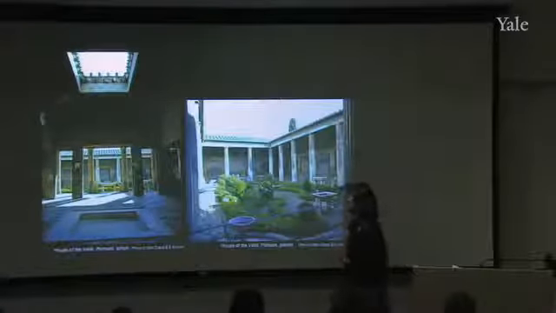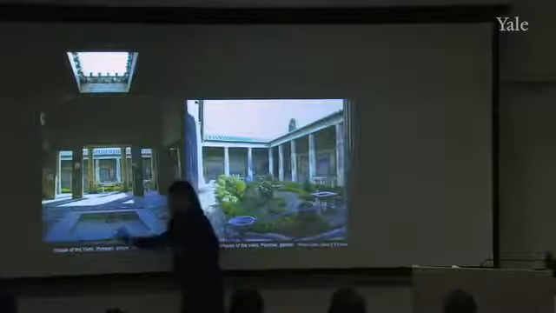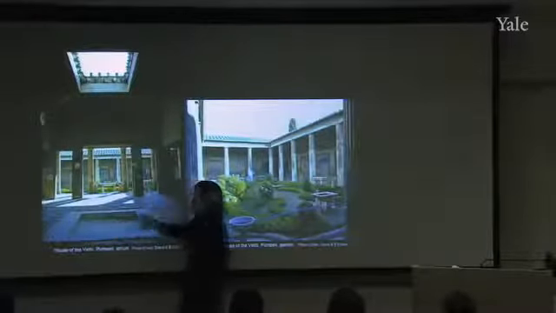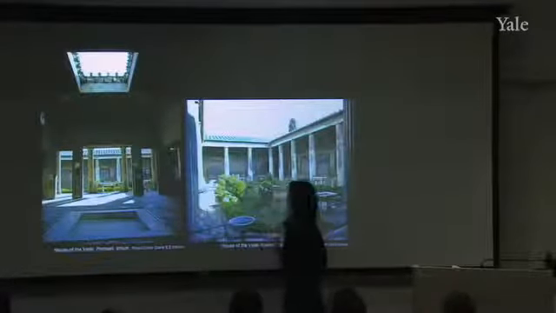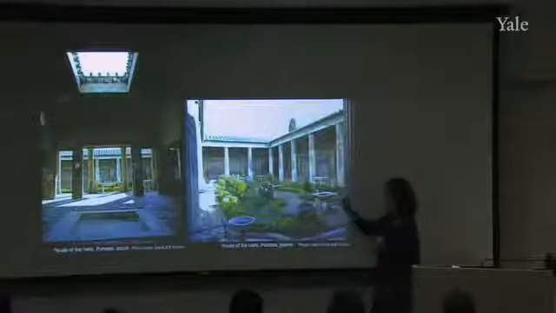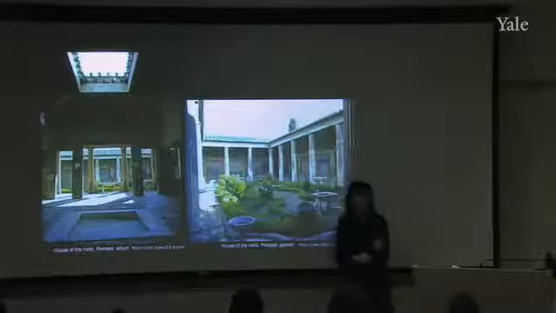This is one example, the House of the Vettii in Pompeii, a spectacularly preserved house, where we can see a pool that was actually used for collecting water, a hole in the ceiling, and a view from the atrium of the house into the garden. The garden over here, you get a sense of it, the greenery, the marble furniture, the fountains, and then the paintings on the walls.